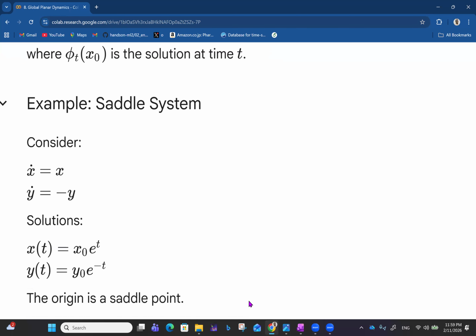Imagine this saddle system. Consider x dot is x, y dot is minus y. Why is it a saddle? Because if you form the Jacobian, it is [1, 0; 0, -1], and the eigenvalues are 1 and -1. That's definitely a saddle, because you have an unstable manifold along the x-axis and a stable manifold along the y-axis. The solution is x of t equals x naught e to the power t, y of t equals y naught e to the power minus t. So the origin is simply a saddle point in that case.